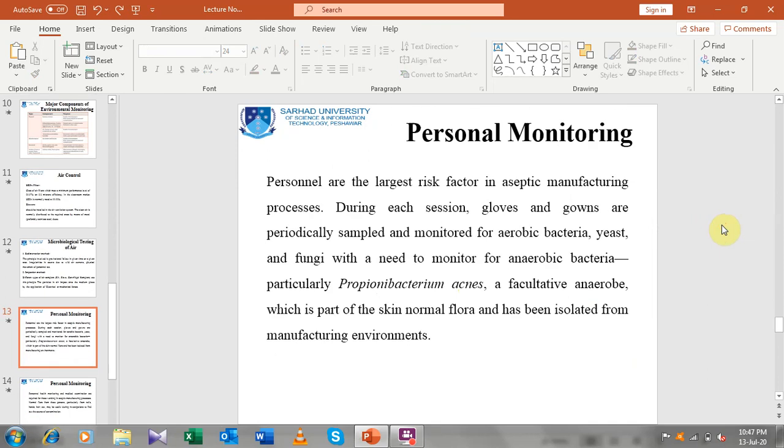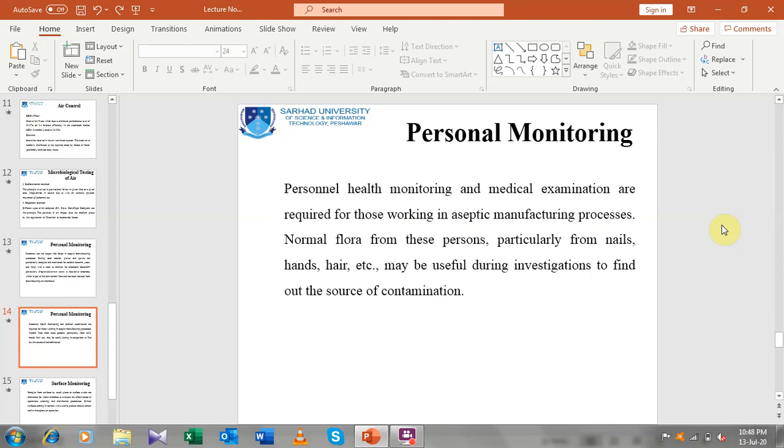Personal monitoring: how personnel are monitored for microbial contamination in the particular area, and I've told you in detail about that. Personal health should be monitored, and medical examination should be done, and normal flora should be checked, particularly from nails, from hands, hairs. And it is useful for the sources of contamination.